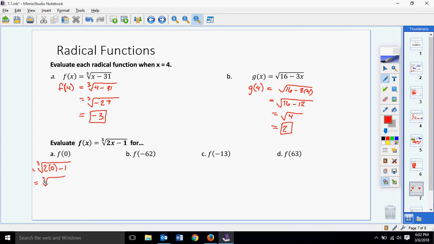Simplify. 2 times 0 is 0. 0 minus 1 is negative 1. What number times itself 3 times gives you negative 1? And the answer is negative 1.